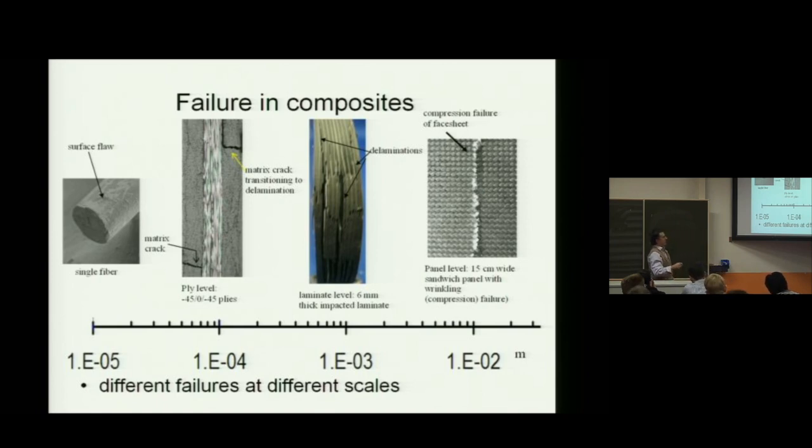And finally you go one step beyond in the size. Now you are in the centimeter level, where this is actually the face sheet of a sandwich tested in compression, and you see how it failed, where you had this bulging out or small half wave of the face sheet pulling away from the core and breaking in compression. It's the so-called wrinkling failure.